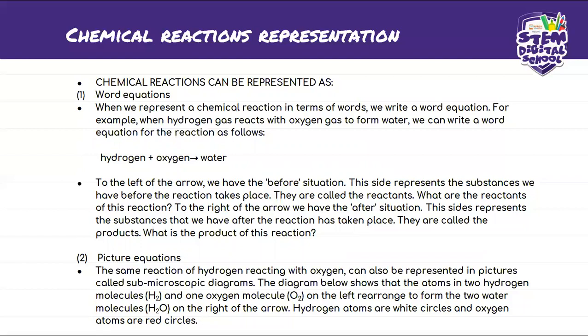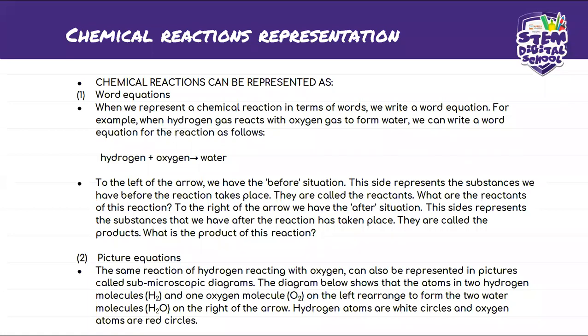So a word equation is just writing the element. If it is hydrogen, you write hydrogen, but not the symbol. So all those substances that are involved, you write them in words and not in symbols. When you write them in words, that is a word equation. So when we represent a chemical reaction in terms of words, we write a word equation.